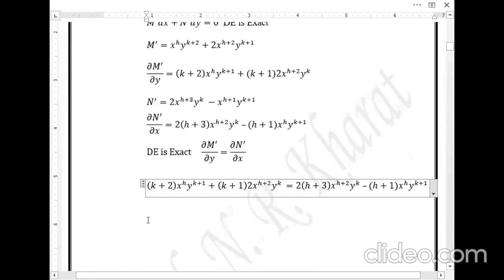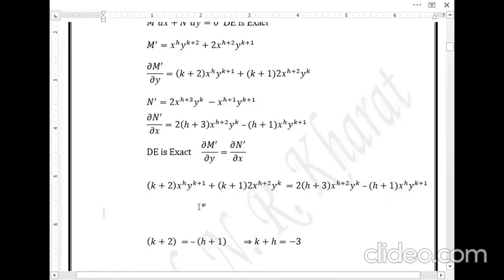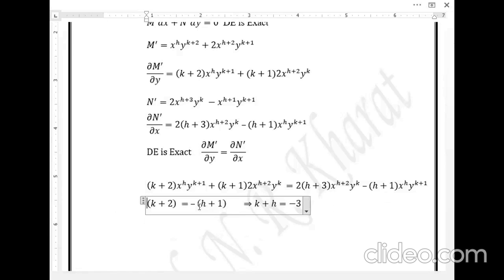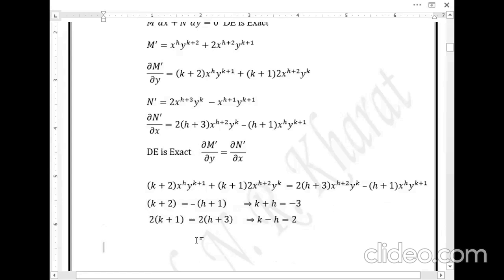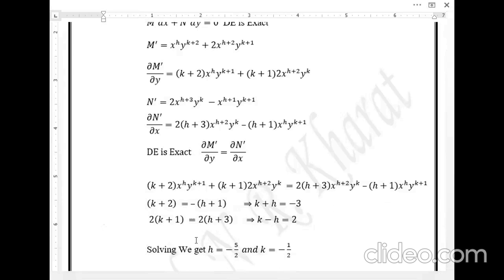Then we are comparing this equation, and we have to make the comparison between the coefficients of the same index. The x raised to h, y raised to k plus 1, whose coefficient is k plus 2, and on the right hand side, the index of x is h and y index is k plus 1, whose coefficient is minus h plus 1. So we have to compare the like indices coefficients. We got two equations. The first equation is k plus h equal to minus 3, and the second equation is k minus h equal to 2. When we solve these two equations, we get the values of h and k.